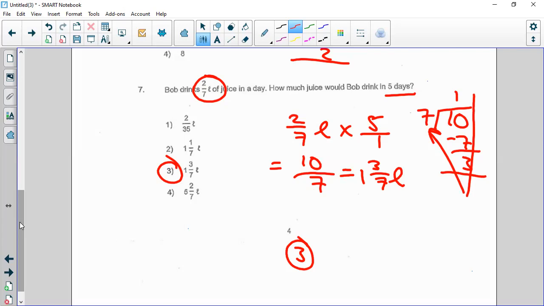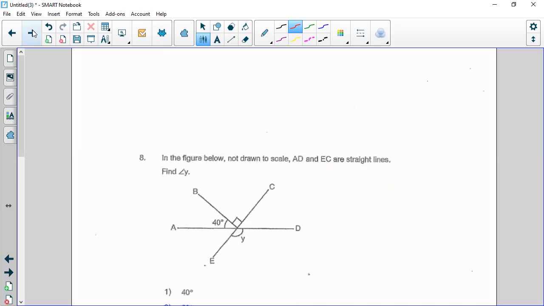Okay, let's go to number 8. In the figure below, not drawn to scale, find angle Y. So how do you find this angle Y? Very easy. Now, can you see straight lines? Every time you see straight lines, look for what? Look for X. You can actually look for X. So let's see whether you can find an X there.